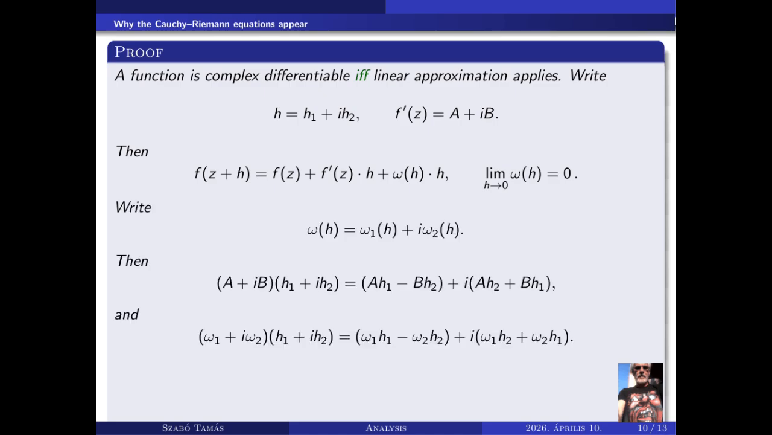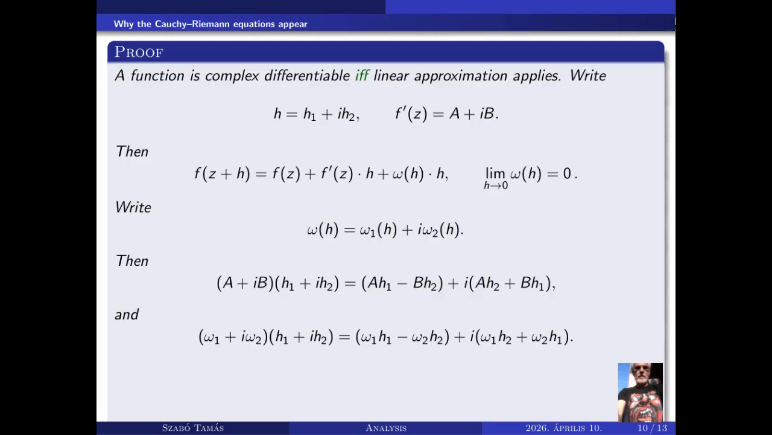Write ω(h) = ω₁(h) + i ω₂(h). Then (a + ib)(h₁ + i h₂) = a h₁ − b h₂ + i(a h₂ + b h₁), and (ω₁(h) + i ω₂(h))(h₁ + i h₂) = ω₁(h) h₁ − ω₂(h) h₂ + i(ω₁(h) h₂ + ω₂(h) h₁).